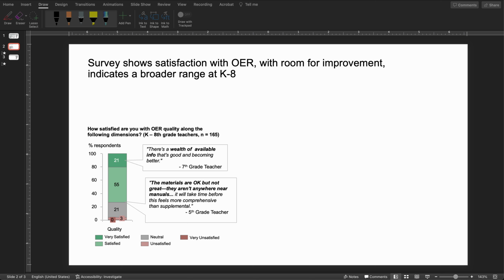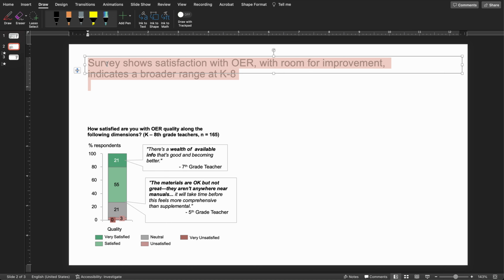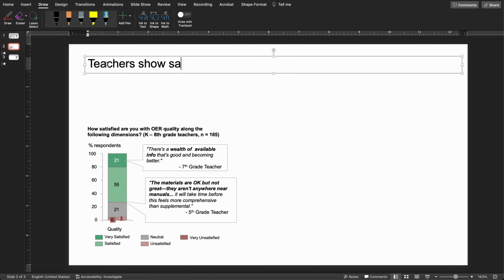I do miss the fact that it said teachers in the title, and I want to add that back in. I think it really helps prime the audience to know what we're talking about. I'm going to change it to say, teachers show satisfaction with OER, leaving room for improvement.